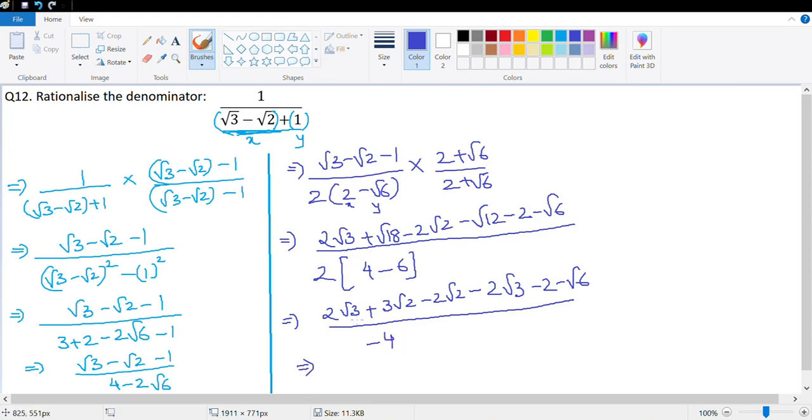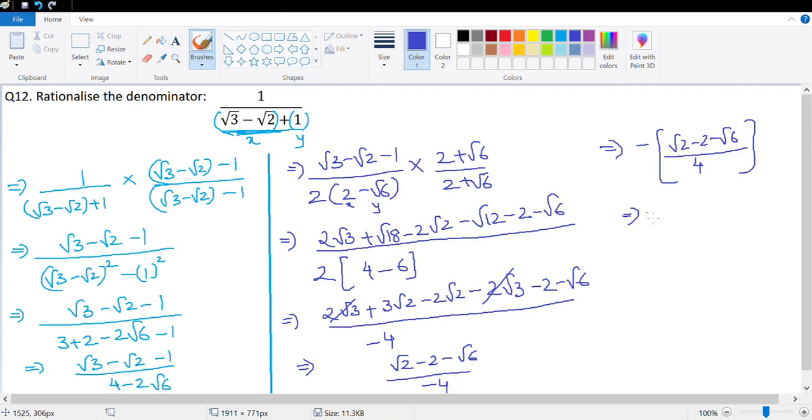Let's see if anything gets cancelled. So this is 2 root 3 minus 2 root 3. This gets cancelled. 3 root 2 minus 2 root 2, that's root 2 minus 2 minus root 6 upon negative 4. Let's take the negative sign in the numerator. We usually keep the negative sign in the numerator. So this is root 2 minus 2 minus root 6. Let's open the bracket sign. So this becomes 2 plus root 6 minus root 2 upon 4. So that's the rationalized form of the given expression.